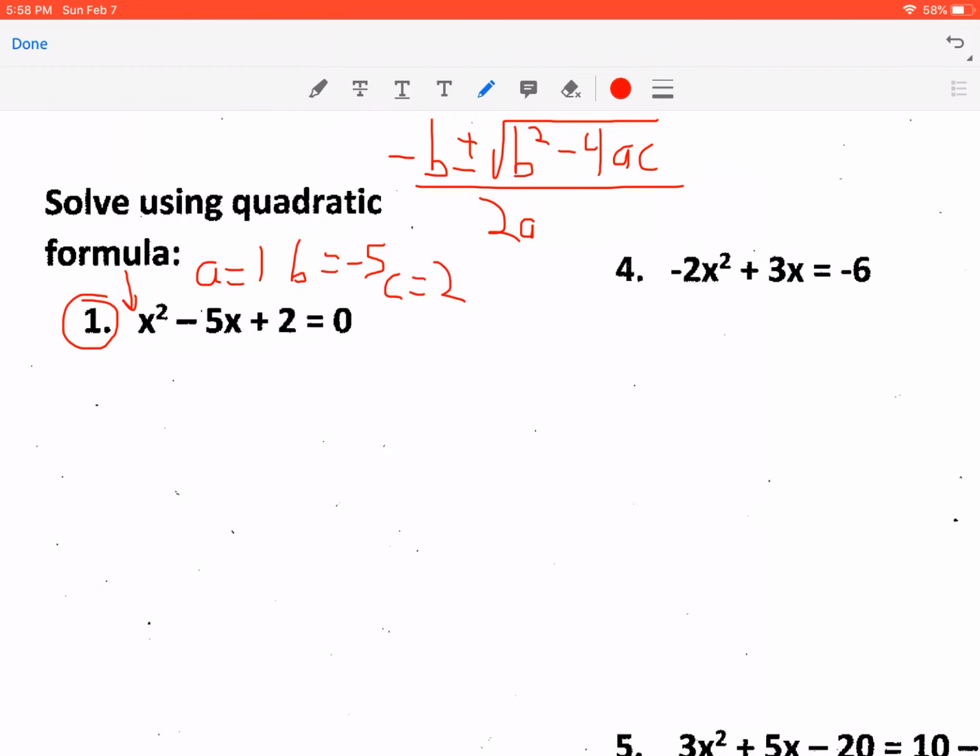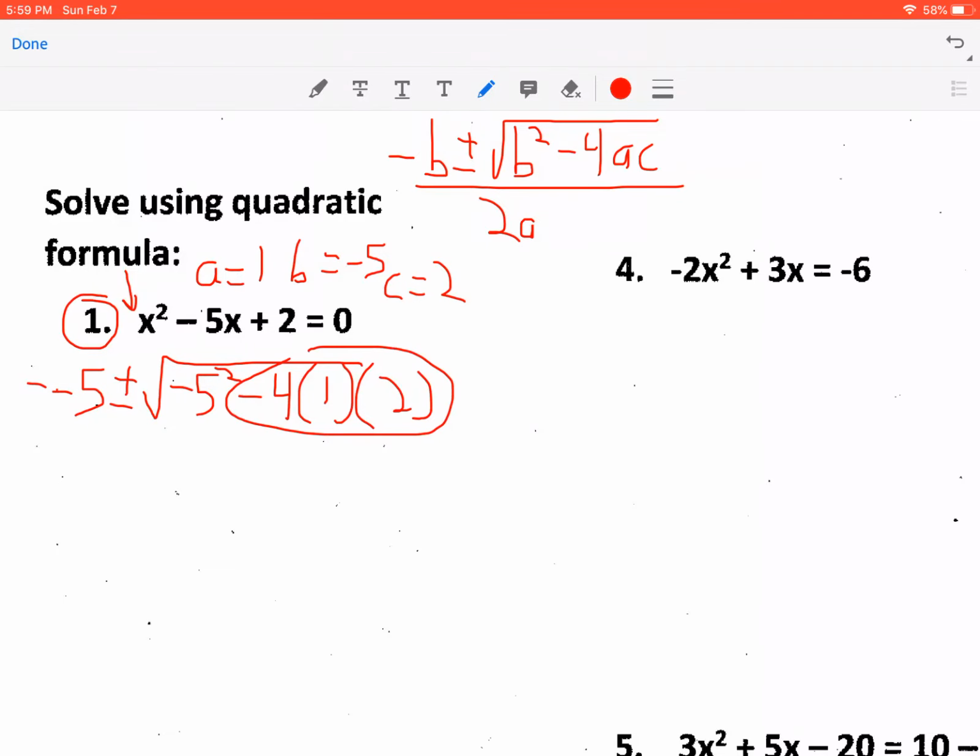So I'm simply just going to plug them in. Remember, it's negative b, so if b is already negative, you can just go ahead and put a positive, but that's a minus negative 5. Plus or minus, that's going to be negative 5 squared minus 4 times a, which is 1, times c, which is 2. Remember, these stay together. Divided by 2 times a, and a was 1.